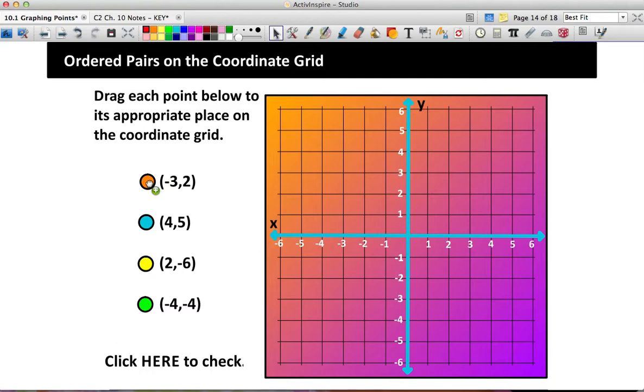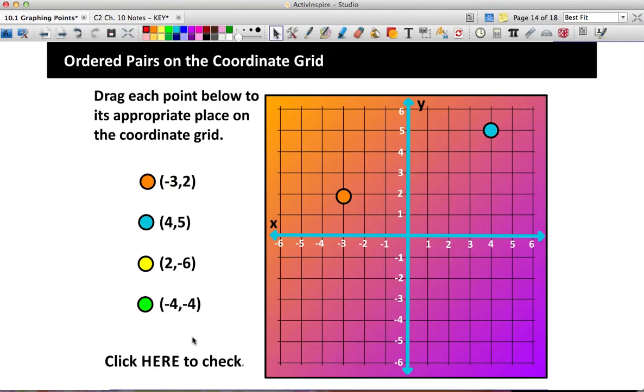So if I have negative 3, 2, I start at the origin, and negative 3 tells me to go backwards 3. So 1, 2, 3, and then the positive 2 tells me to go up 2. So 1, 2. The next one tells me to go to 4, 5. Since they're both positive, I know I have to go to the right 4. So 1, 2, 3, 4 into my positive numbers, and up 5. 1, 2, 3, 4, 5.